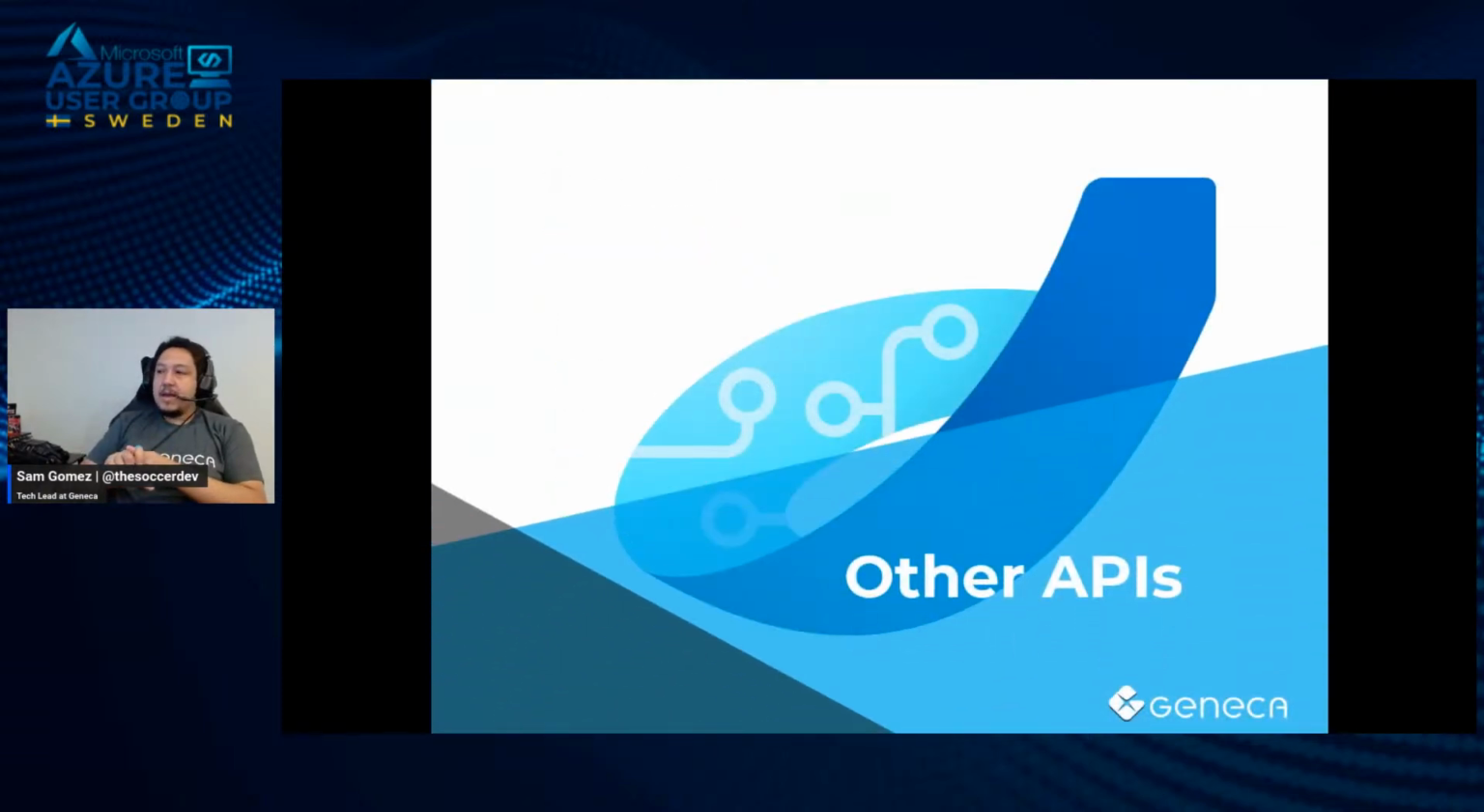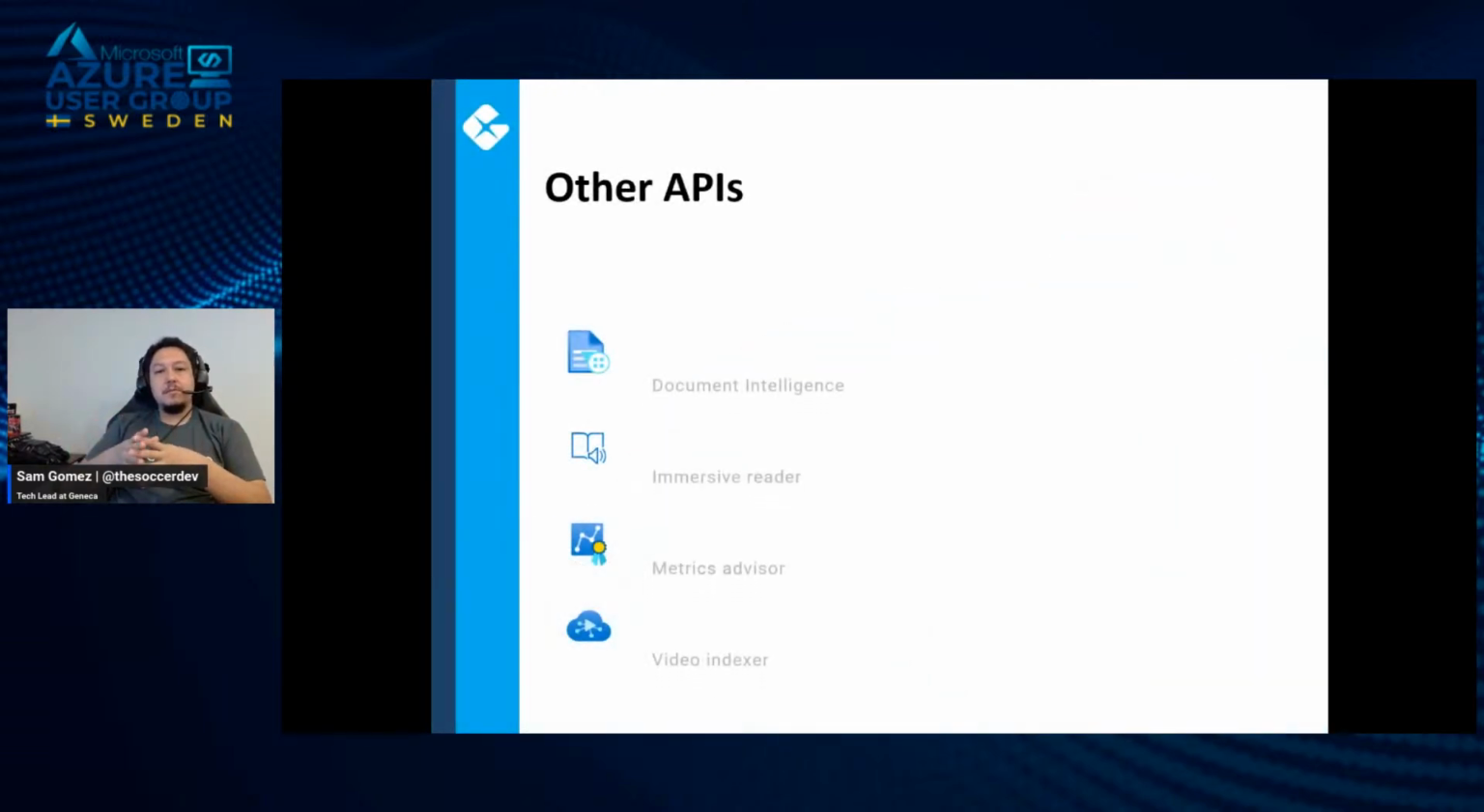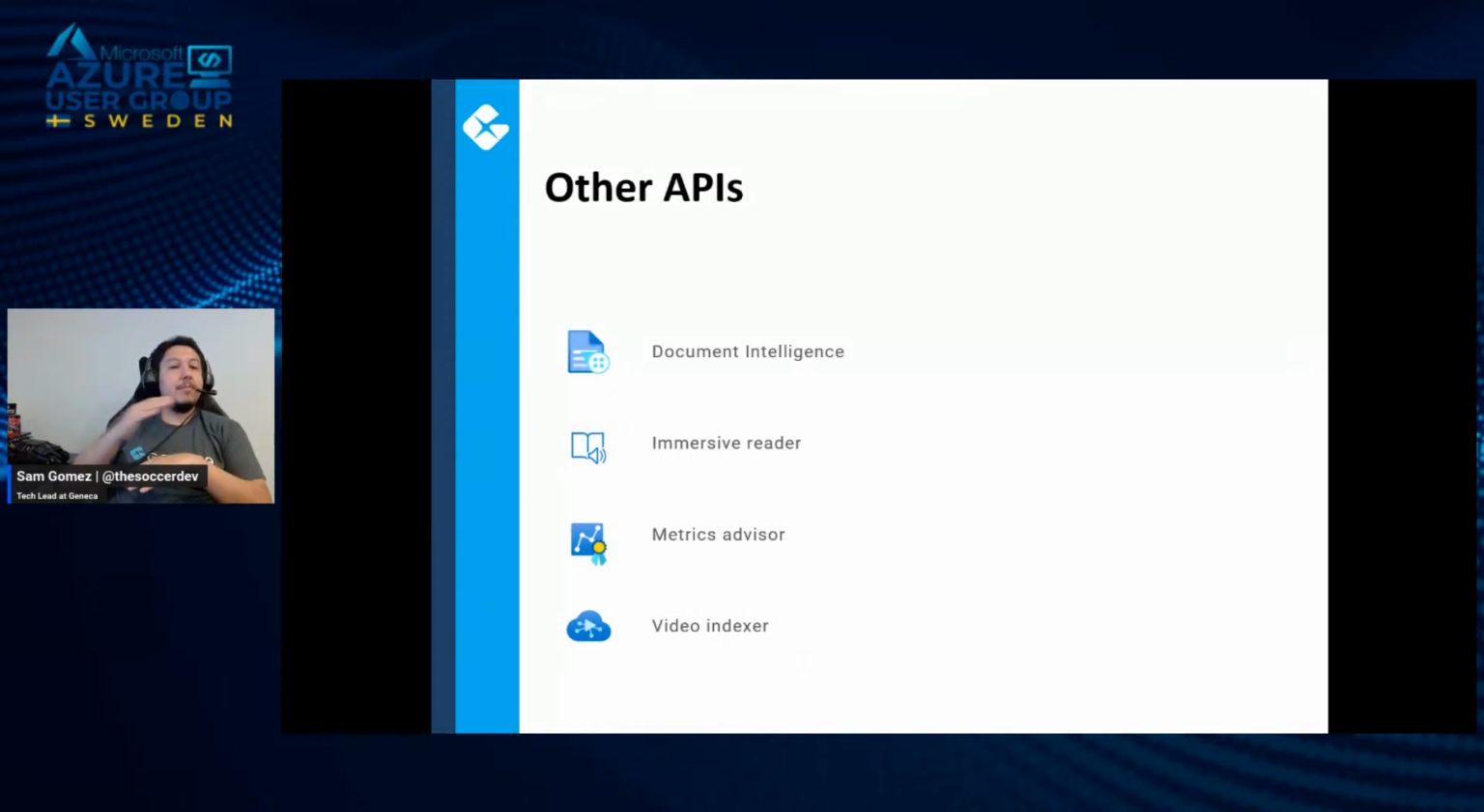Now, there are other APIs that do not really fall into any of these groups, and some of them have been renamed. All the other APIs that we just saw used to be called cognitive services. But all these ones that we're going to see used to be called applied AI services. They're all under the umbrella of Azure AI services. But like I said, these ones don't really fall into the other categories. Some of these are actually built on top of the ones that we just saw.